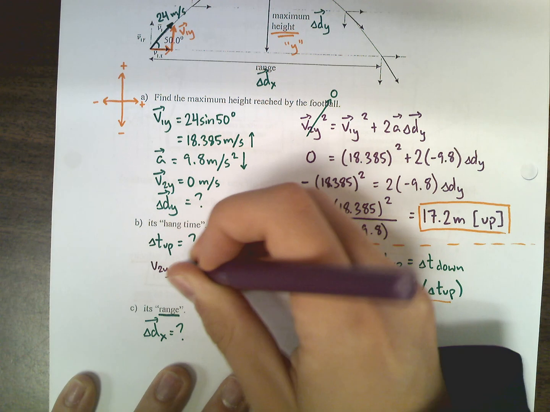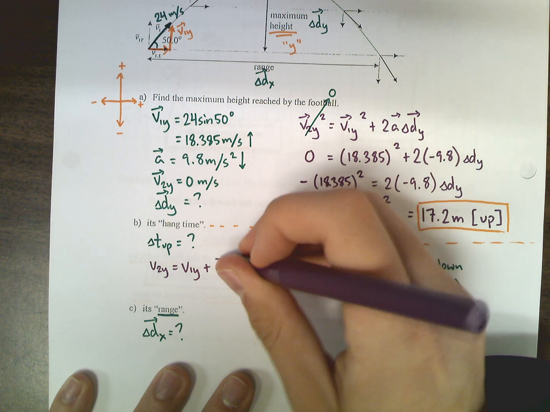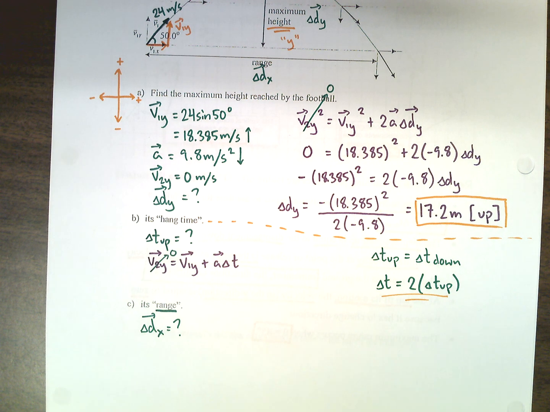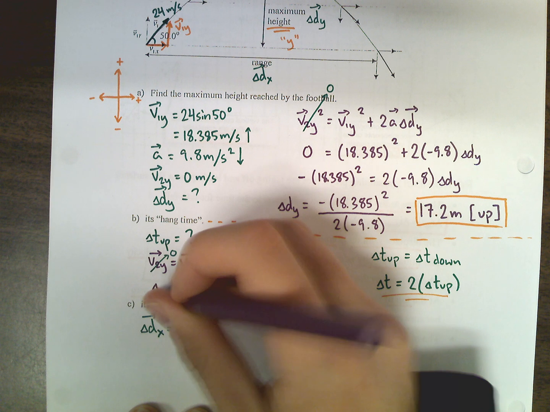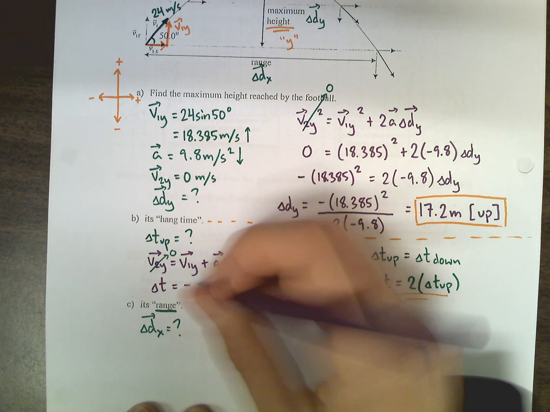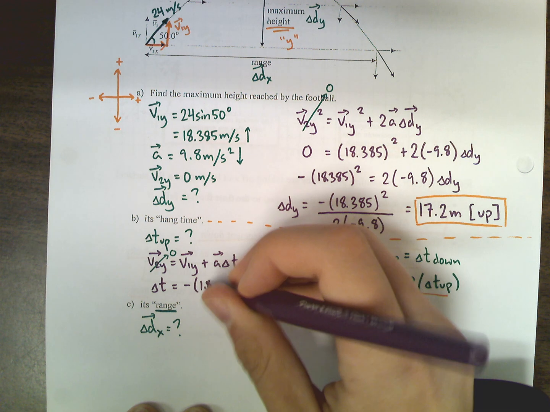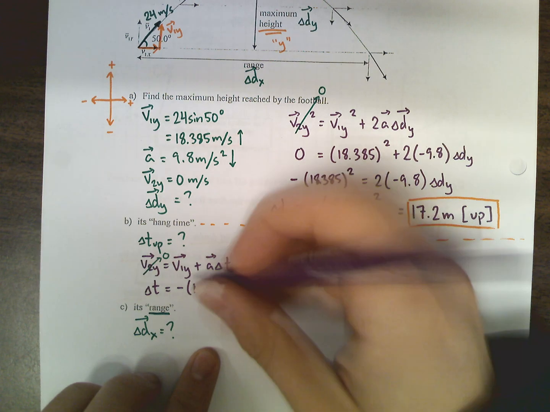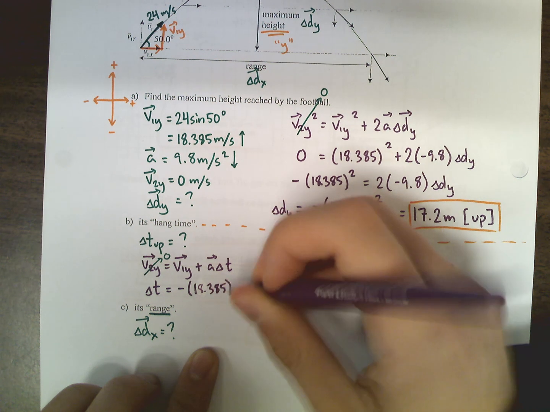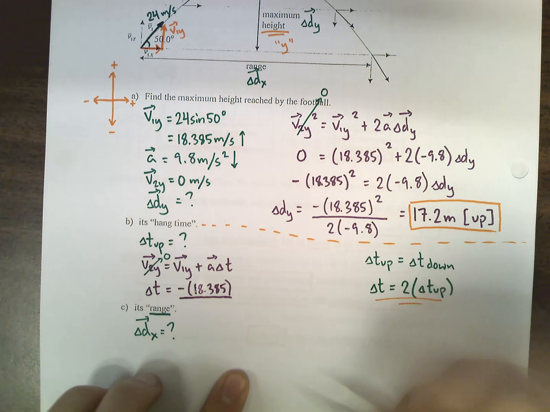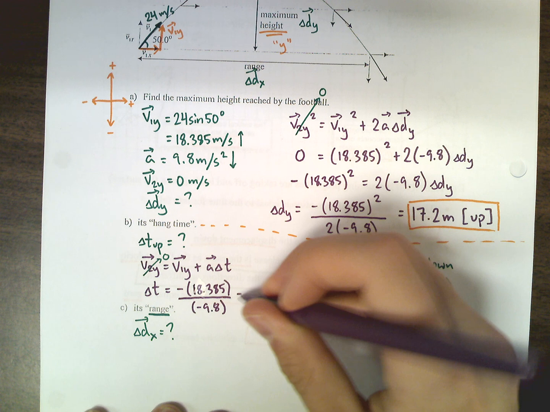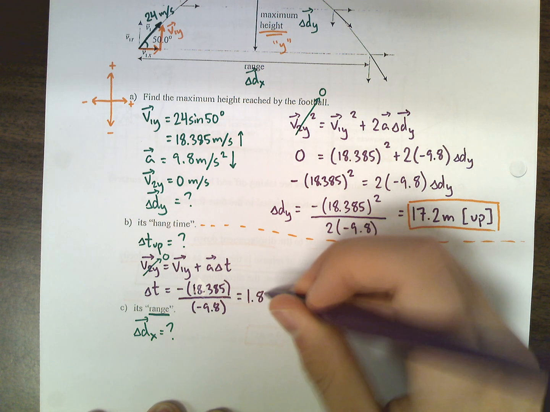So therefore, I can say V2y is equal to V1y plus A delta t. V2y is equal to 0. If I rearrange this, I'll move V1y to the other side. So delta t is equal to negative V1y, and V1y was 18.385, we calculate that right off the bat, divided by negative 9.8, because it's down. You don't ever want to get a negative time. So your negatives should always cancel when you're talking about time. And you should get 1.876 seconds.